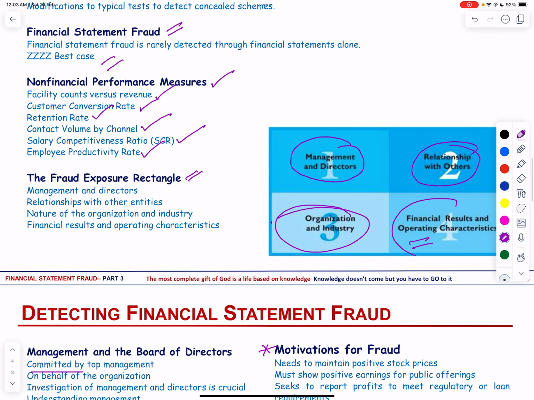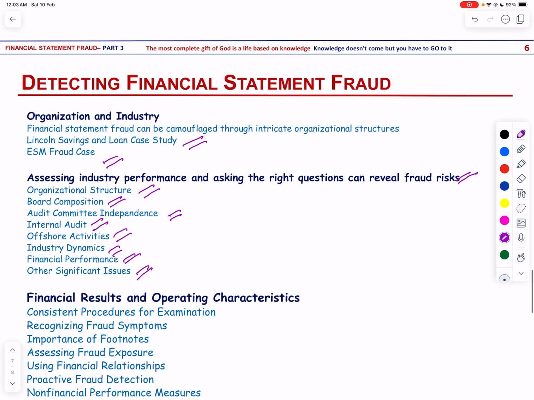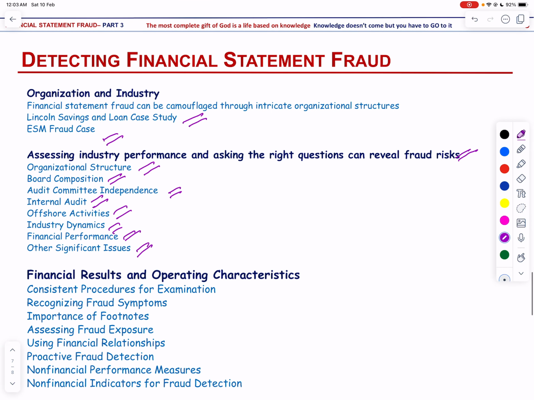The fourth component of fraud is the financial results and operating characteristics. So let us look into the fourth component. Examining management, the board of directors, and organizational relationships is crucial for understanding financial statement fraud. Consistent procedures for examinations: regardless of the type of fraud, the same procedure applies to analyze these elements, whether it's revenue, assets, liabilities, expenses, or equities being manipulated. A thorough examination of these aspects helps uncover potential fraud.